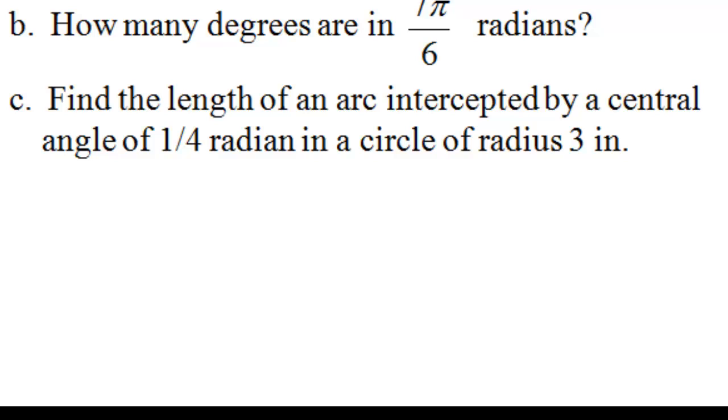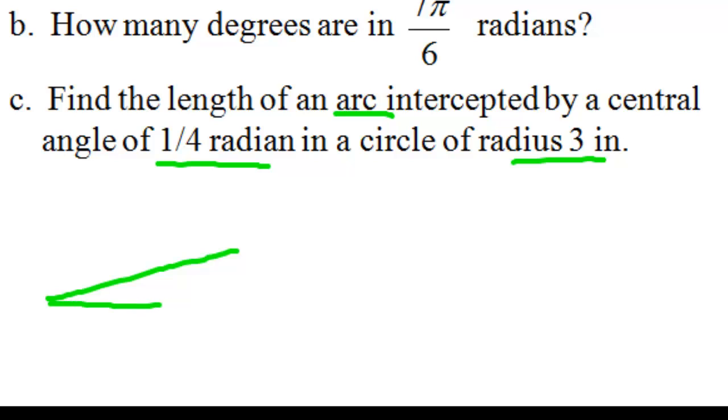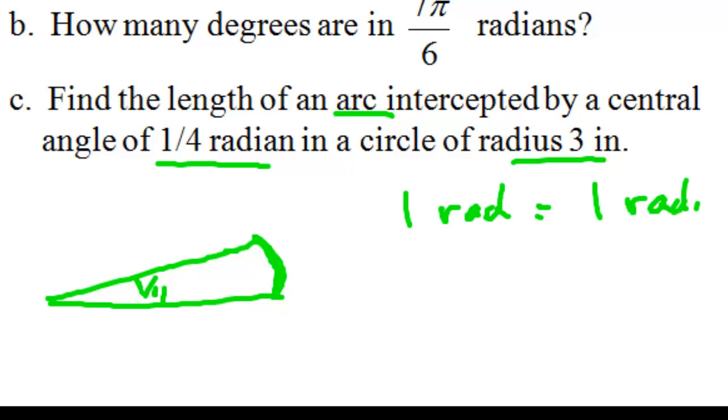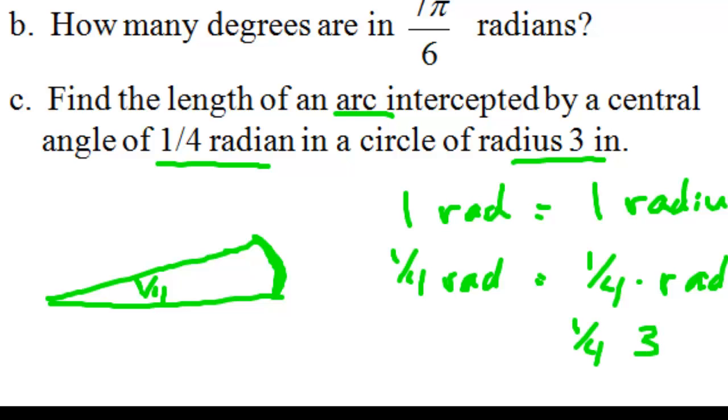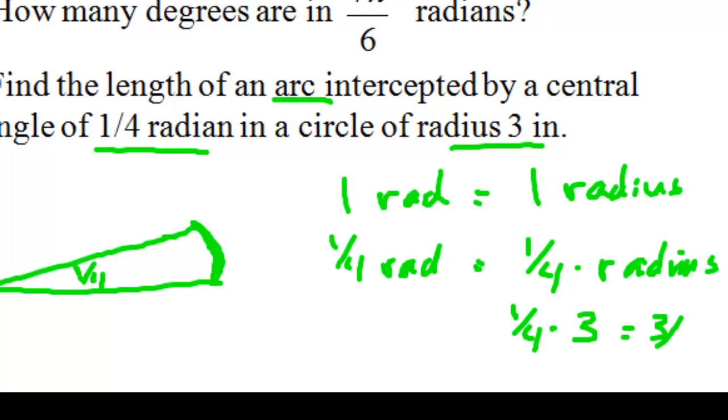If we want to find the length of an arc intercepted by a central angle of a quarter radian, the circle has a radius of 3 inches. We have an arc here, a circle with a wedge. We're trying to find this arc out here. We have a quarter of a radian. We know that if we have 1 radian, that will equal 1 times the radius. If we have a quarter radian, it equals a quarter times the radius. And our radius is 3, so it's 1/4 times 3, or 3/4 inches.